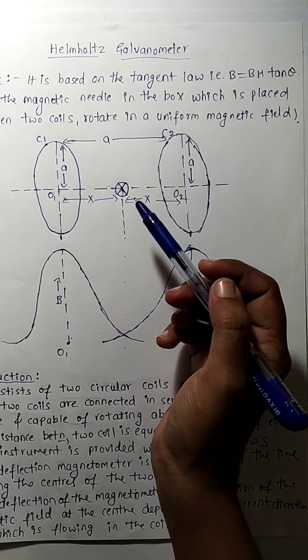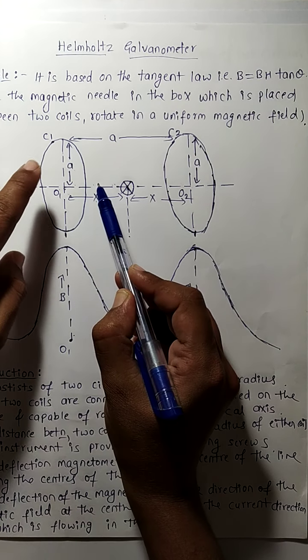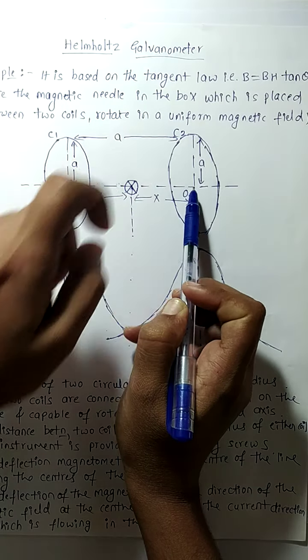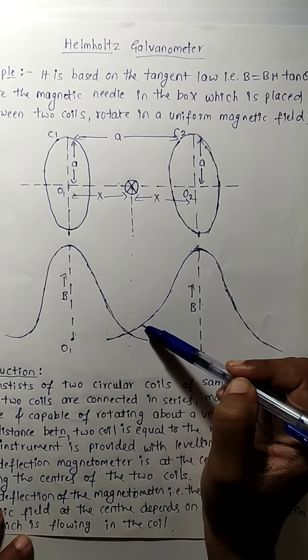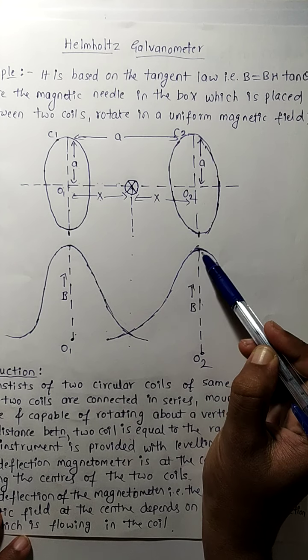So what I want to say is, whenever the magnetic field decreases due to one coil, at the same time it goes on increasing due to the other coil, isn't it? How much it decreases, that much will be increased.